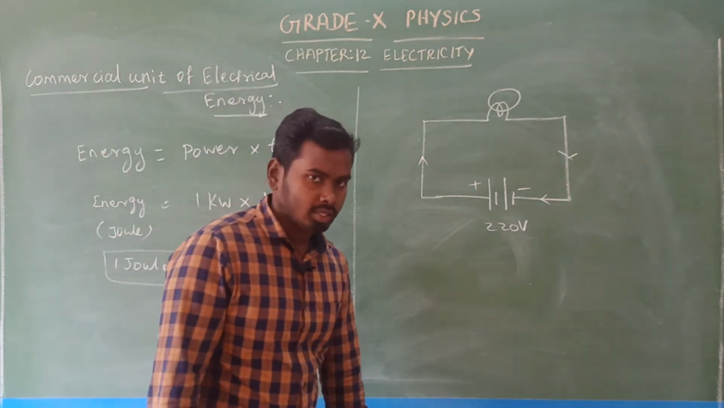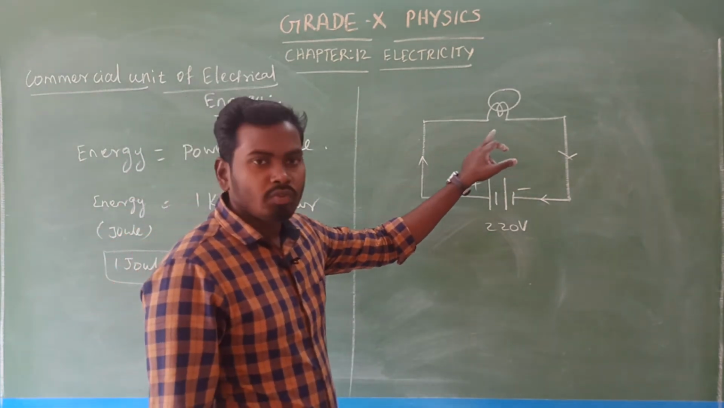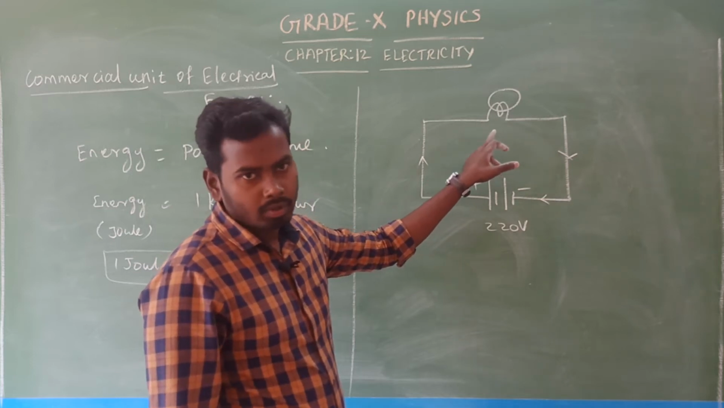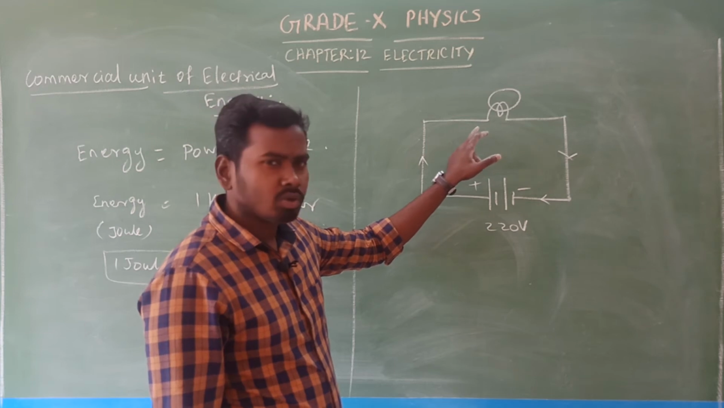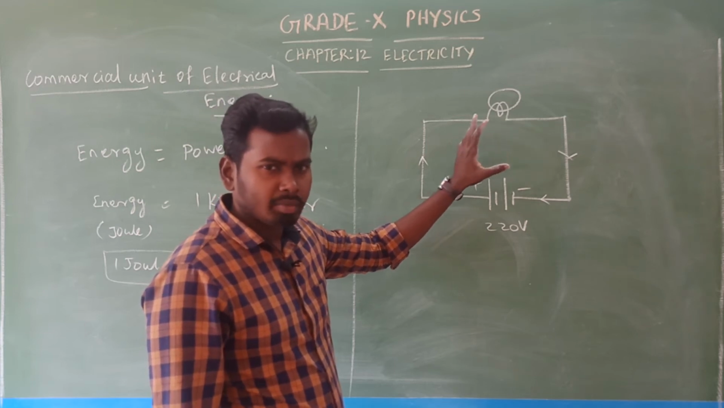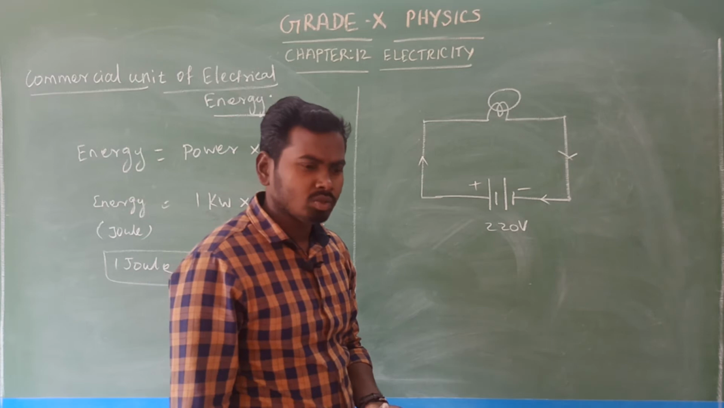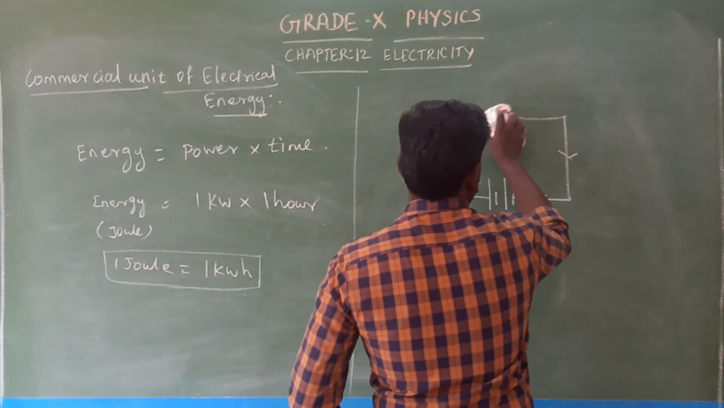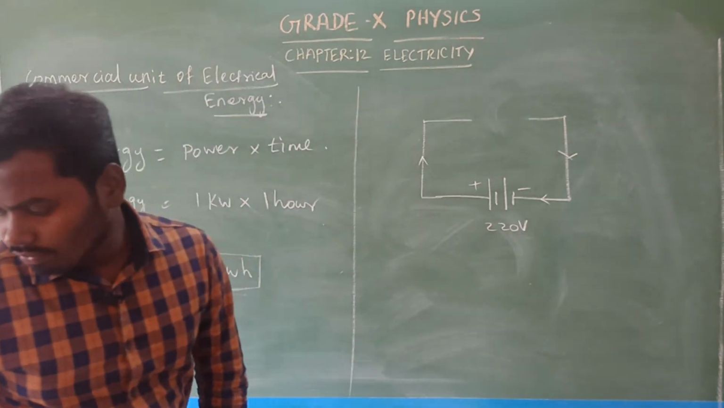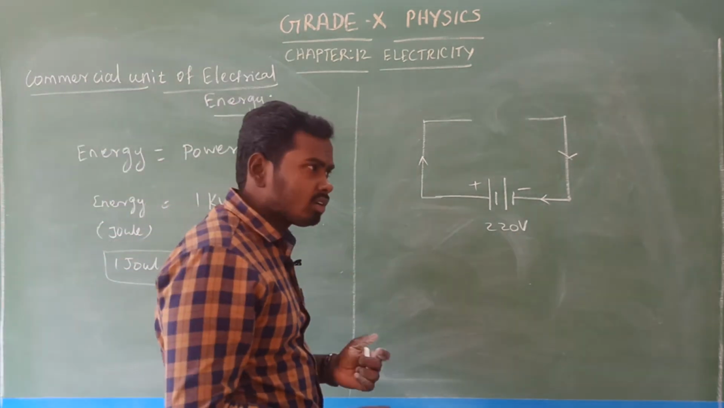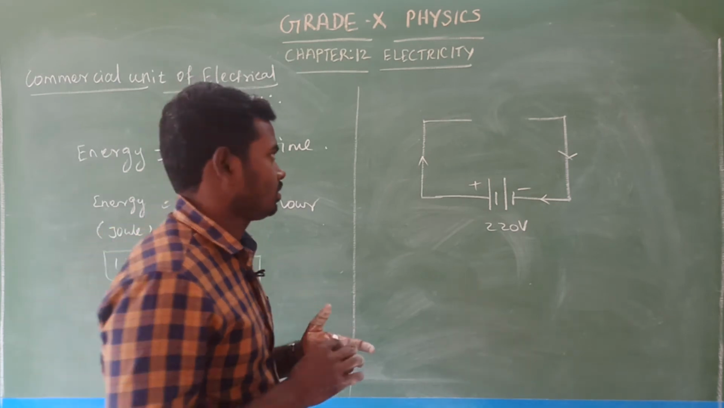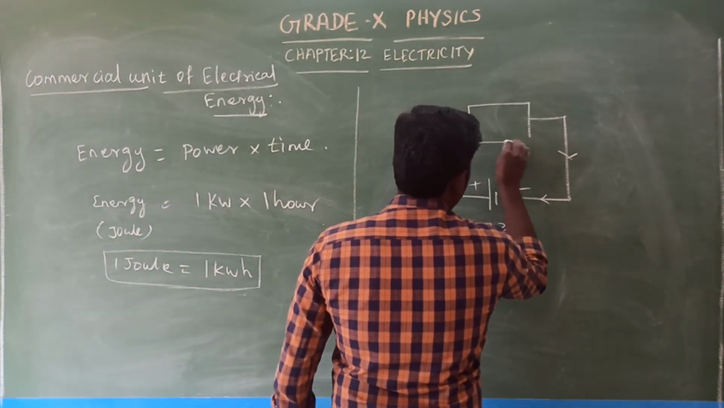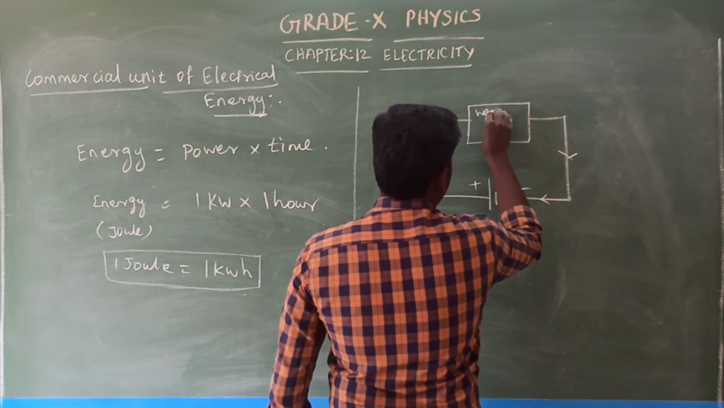Is it clear, students? So in this electric circuit we have connected an electric bulb. Do you want an electric bulb or any other device? Because the electric bulb's power rating will be very, very small, so we can take another one. We can take a washing machine. Yes, a washing machine is here.